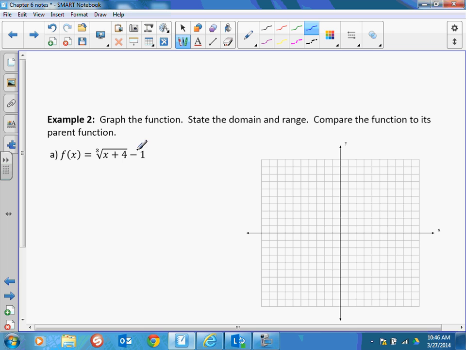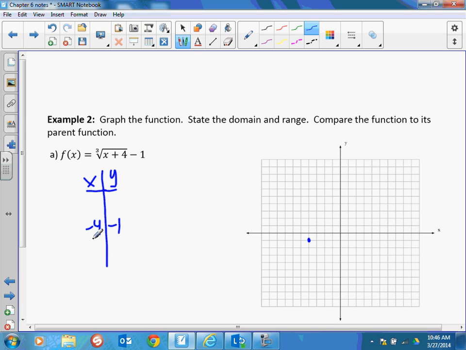Okay, so it says graph the function, state the domain and range, compare the function to its parent function. So we're going to graph the function. How we graph this function is I want to start with the vertex, what makes that go to 0. That's going to be my middle number. So what makes x plus 4 go to 0? What I plug in for x would be -4, because -4 plus 4 is 0. So I'd plug in -4 first. -4 plus 4 is 0. Cube root is 0. 0 minus 1 is -1. So -4, -1 is going to be my first point.